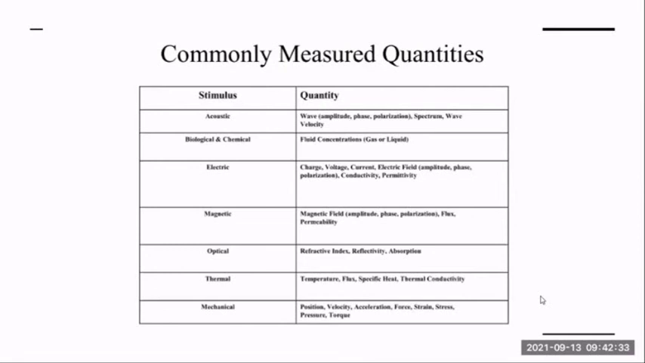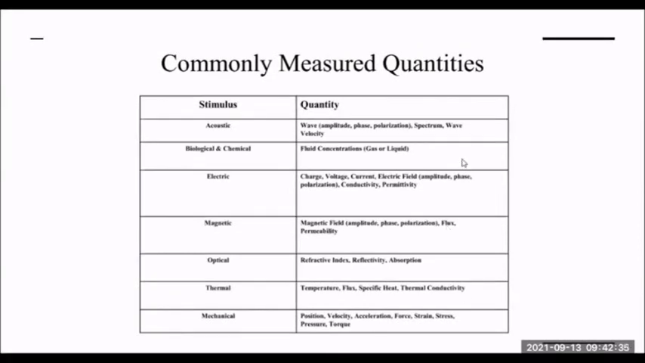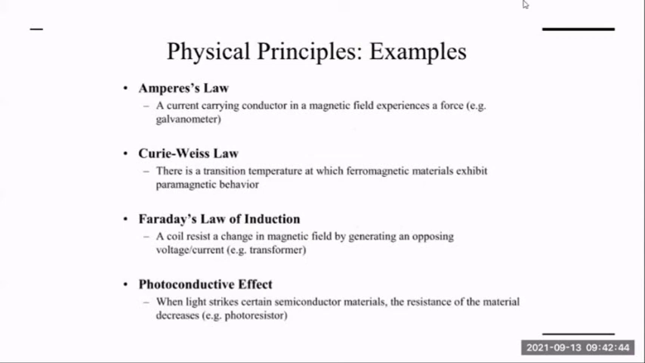Since they are commonly measured, meaning a certain sensor must have been manufactured to measure these quantities. Physical principles or examples. These are the principles being used by sensors in their function.